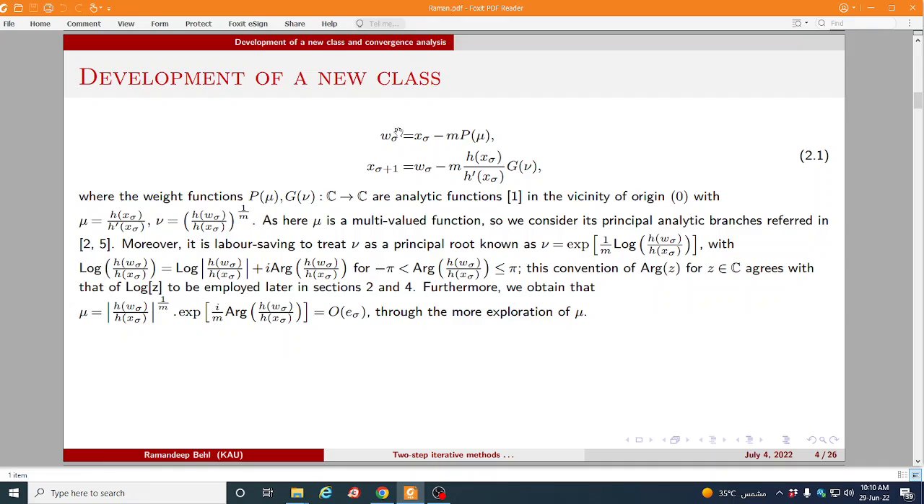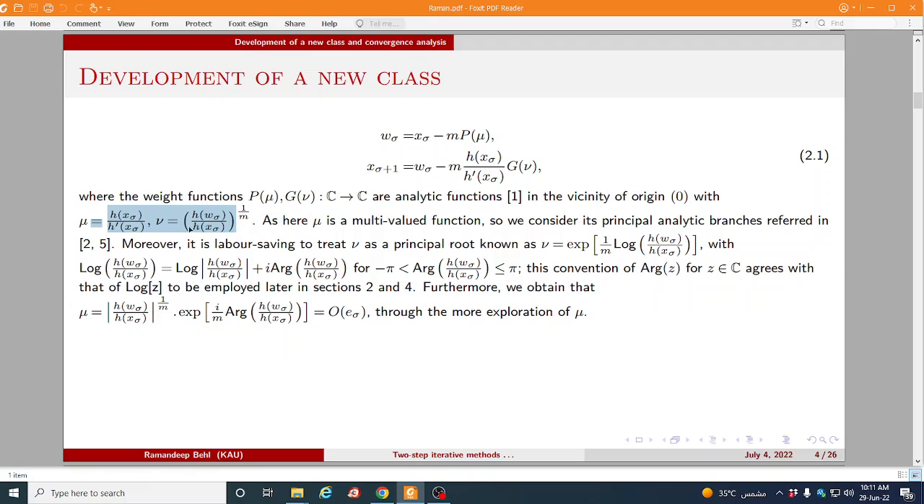So here you can see that generally whenever authors or researchers construct a new iterative method, they take Newton's method or some other second order iterative method. But here we are giving flexibility with P of mu, meaning you can choose any function, whether it is Newton's method or any other second order iterative method, but it must satisfy some conditions which are defined in the next theorem. And again in the second step we applied a double Newton with another weight function G of mu, where mu and nu are defined here.